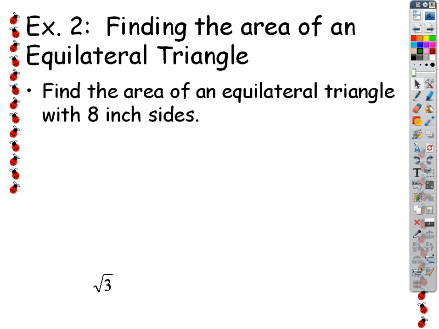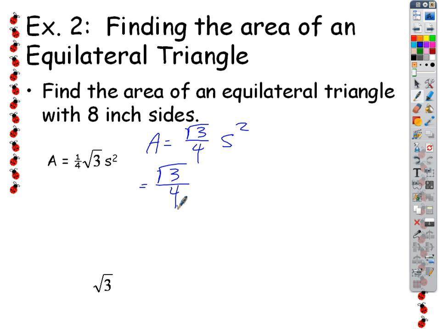If we wanted to, for example, calculate the area of an equilateral triangle with 8-inch sides, then all I would have to do is use my formula. Area equals the square root of 3 over 4 S squared, and what am I substituting? Yeah, 8 goes in for S, perfect. So that's going to look like the square root of 3 over 4 times 8 squared.